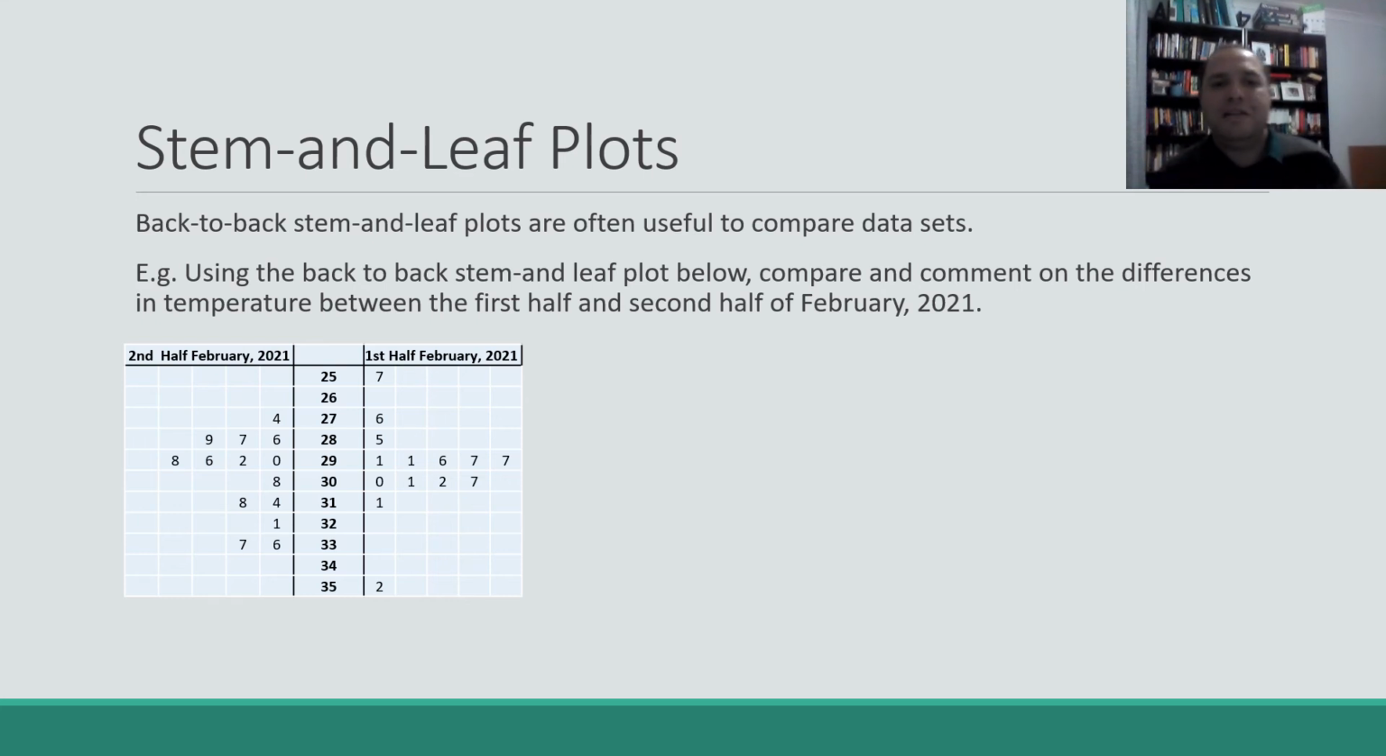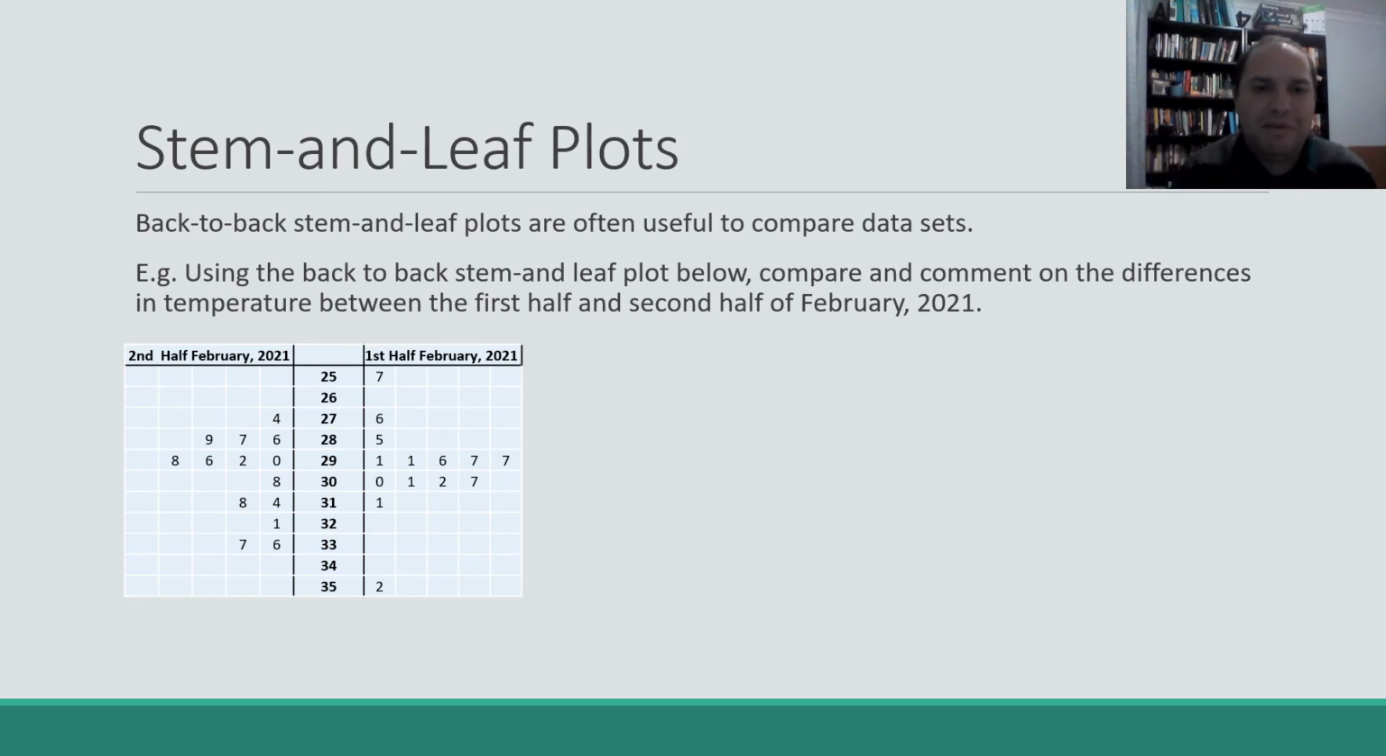Right, now we can actually also use back-to-back stem and leaf plots to compare 2 or more data sets. So let's say we're comparing the first half of February and the maximum temperatures there, and then the second half of February, we've got the temperatures on the left. So what are some things we can say about the data?